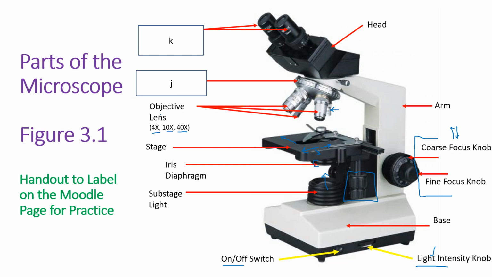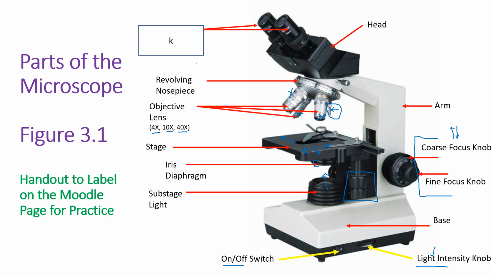And then letter J is the revolving nose piece. So this rotates to put a different objective in position. Now, actually, the objective that is going straight up and down, the one that's vertical, is the one that you're looking through. So the ones that are coming out here at angles, you're not actually looking through those. So the way this microscope is positioned here, the objective lens that is going straight up and down is the one that's being used.